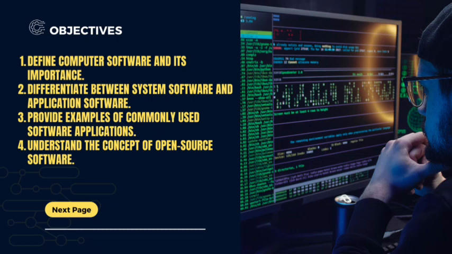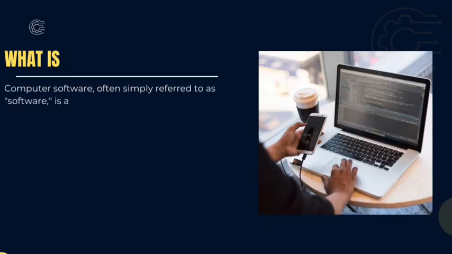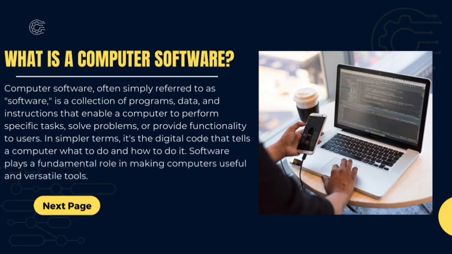able to define a software. You'll be able to know the difference between a system software and application software. You'll be able to provide some common examples of a software. We're going to understand the concept of open software. All of this will be discussed in the class.